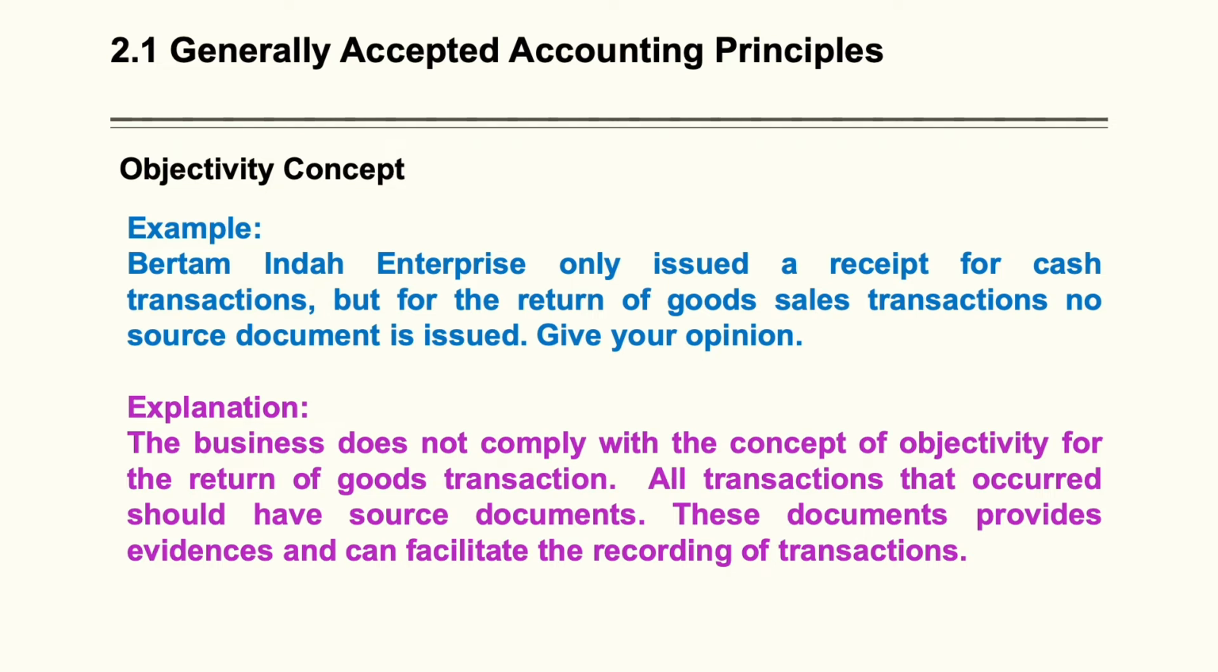So come again, based on the objectivity concept, the business does not comply with the concept of objectivity for the returns of goods transaction. So bear in mind, according to this concept, all the transactions that occur should have a source document. So this document provides evidence and can facilitate the recording of transactions.